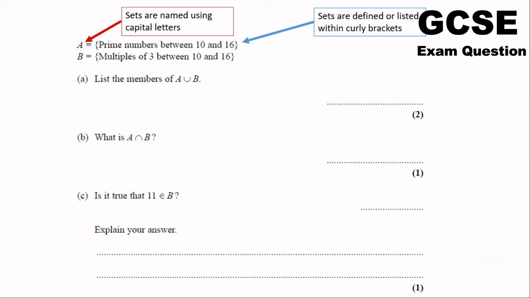Notice I didn't define the universal set. I could have done this separately. I could have said that the universe were the values between 10 and 16, and then I could just say that set A were prime numbers and set B were the multiples of 3.